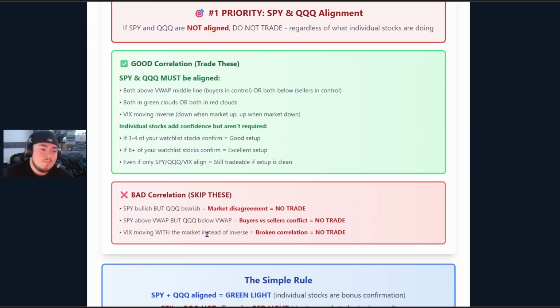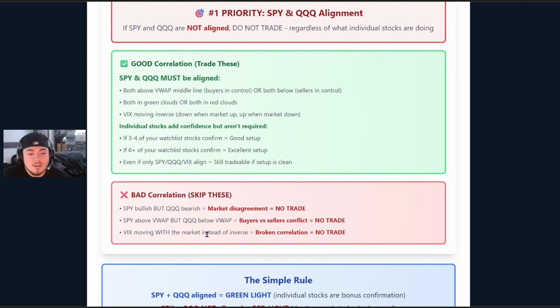So what is bad correlation? Skip these. When SPY is bullish but QQQ is bearish, that equals market disagreement. Don't trade this, guys, right? We talked about it this morning. We were waiting for them to correlate, and as soon as they did, and as soon as the cloud started expanding, we took our trade, right? So the next bad correlation here is when SPY is above VWAP but QQQ is below VWAP. That means buyers versus sellers conflict. Don't trade this, right? And the third bad correlation is when VIX is moving with the market instead of inverse.